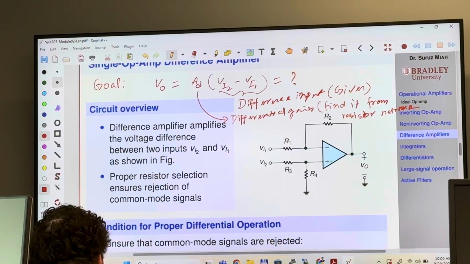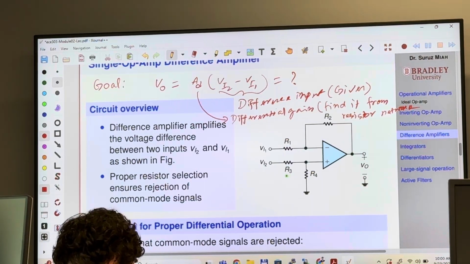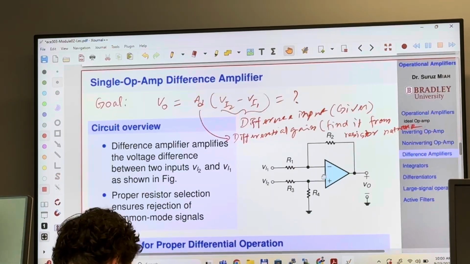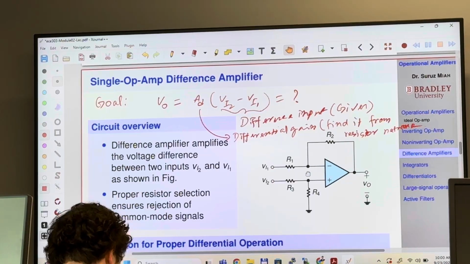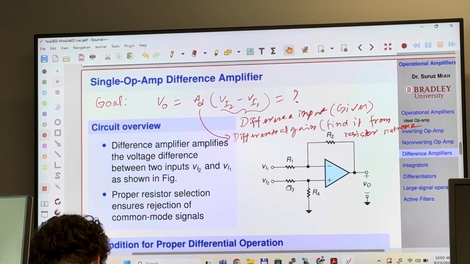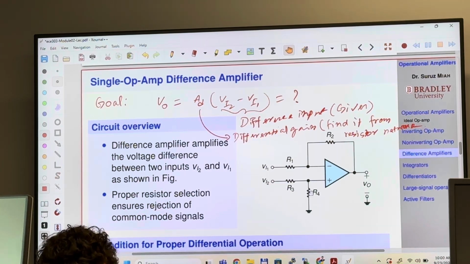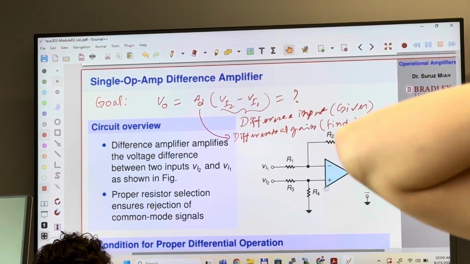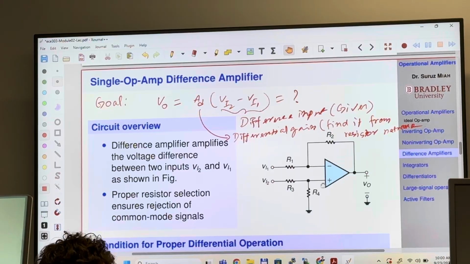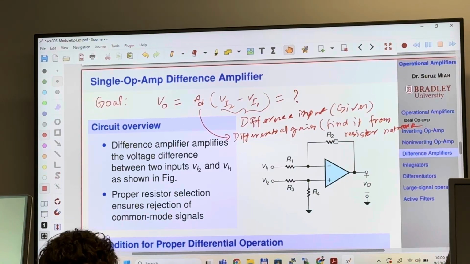So what we have here, from looking at this circuit, you see we have 4 resistors: R1, R2, R3, R4. 2 resistors are connected to the non-inverting input, and the inverting input is connected to input V sub I1 through resistor R1, and there is a feedback R2.